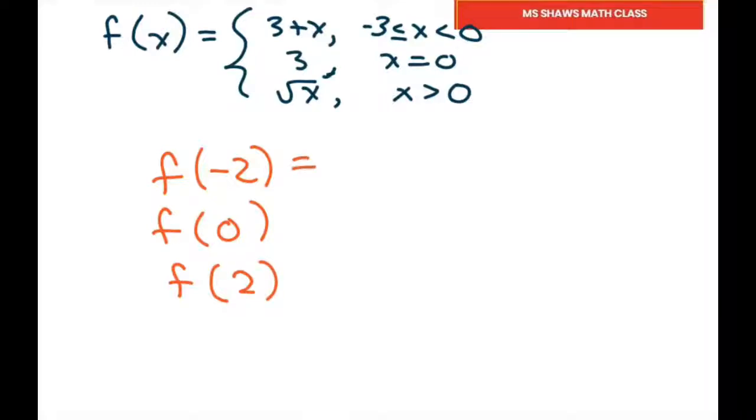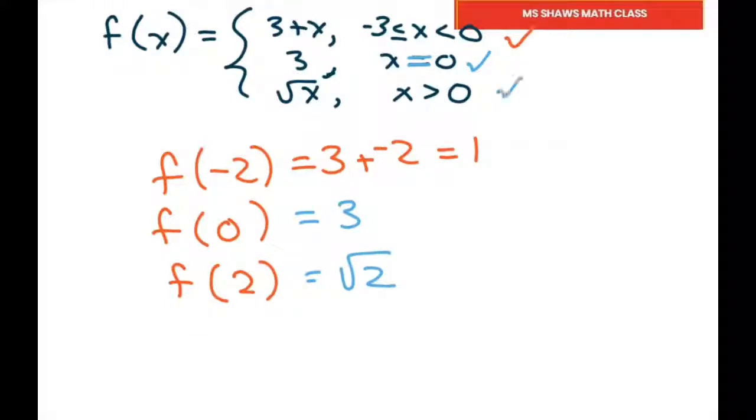If you plug in -2, you have to use this first portion, 3 plus a -2, and that equals 1. If you plug in 0, we're back to this one, so that equals 3. If you plug in 2, that's just going to be square root of 2, because we have to plug it into that one.